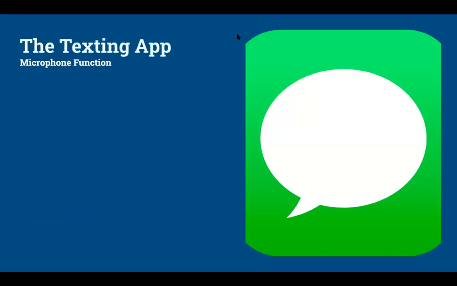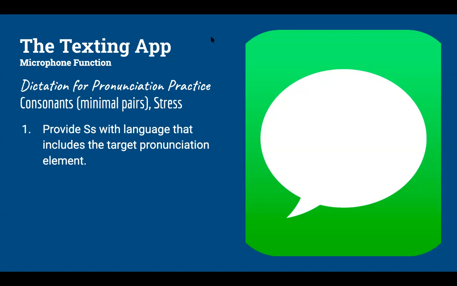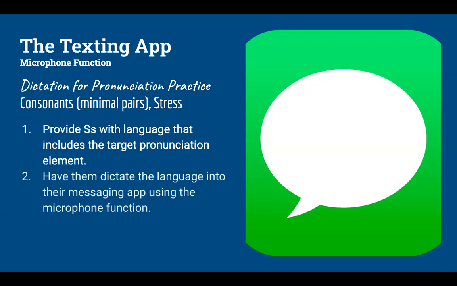Next up is the texting app. With the texting app, I like to use the microphone function for pronunciation practice. So this is really great, I've noticed, for practicing minimal pairs and consonant sounds, and also stress. So the first thing that I do is provide students with the language that includes the target pronunciation elements, whether you're focusing on consonants or stress, and then have them dictate the language into their messaging app using the microphone function.